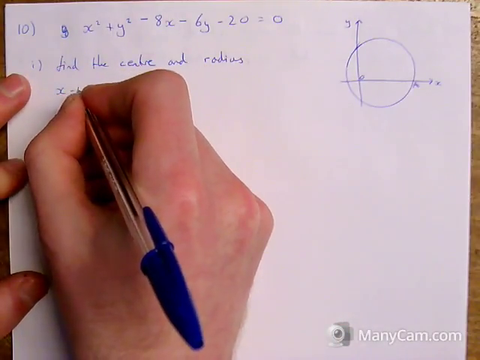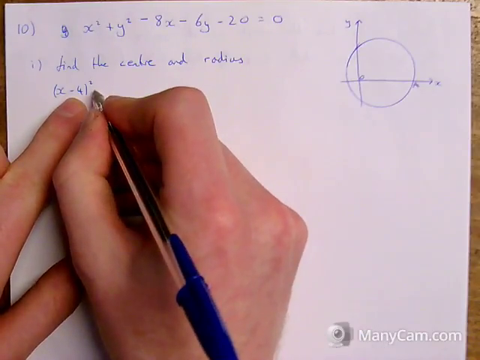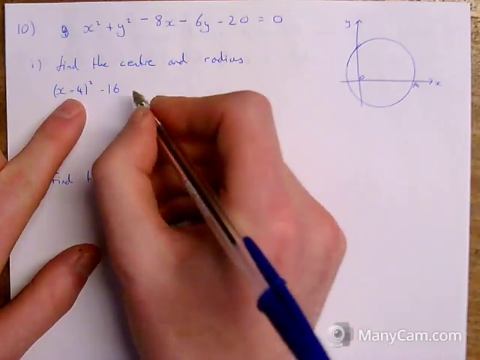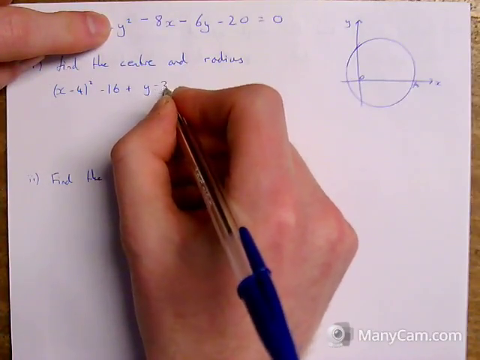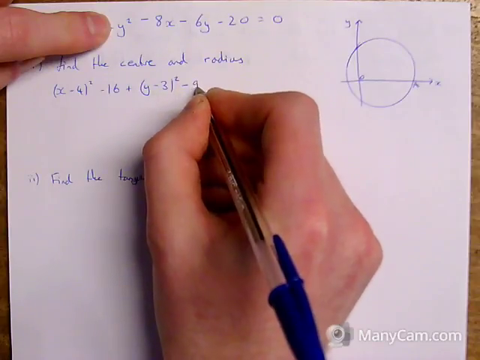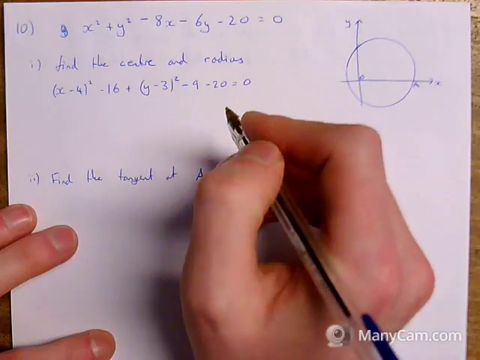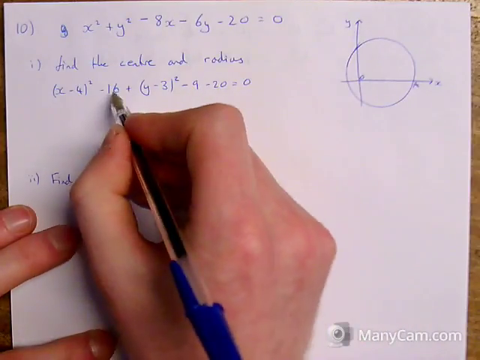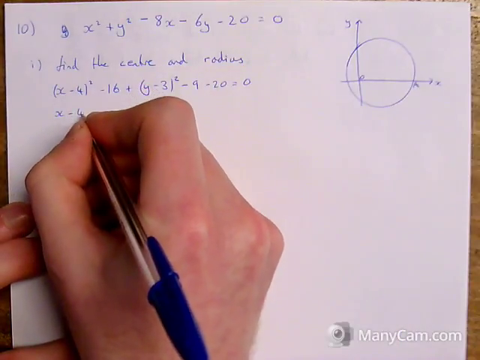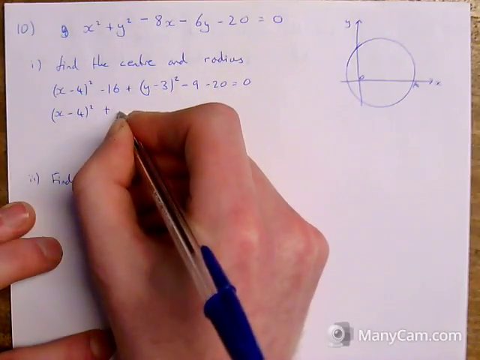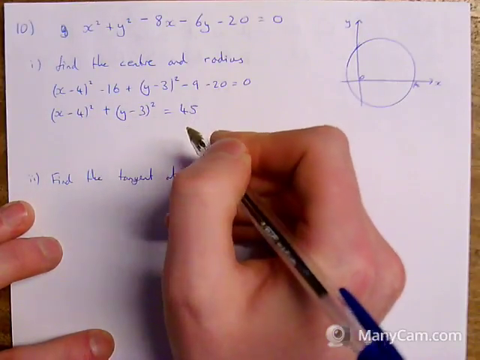So I've got x minus 4 squared, and I need to take away that number squared, so take away 16. Then completing the square on the y parts, I'd end up with y minus 3 squared, and then take away 9, and I'm still left with that minus 20 on the end. And then moving all of the constant terms over to the other side of the equal sign, I'd end up with x minus 4 squared plus y minus 3 squared equals 45.